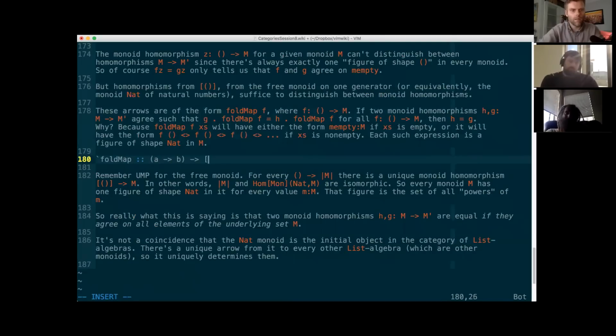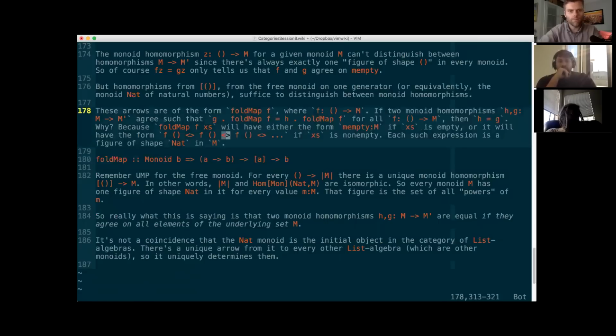is a to b, list of a to b for a monoid b. So it maps all of the elements of the list into a given monoid b and then sums them all together with the mempty being the base case. Right, so fold map f of some list xs will either have the form mempty of type M if xs is empty, or we'll have the form f of unit plus f of unit plus f of unit plus f of unit, etc. So it's some multiple of the element under f.